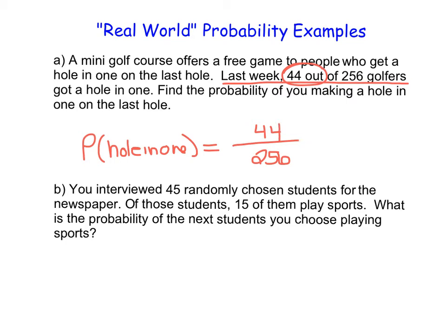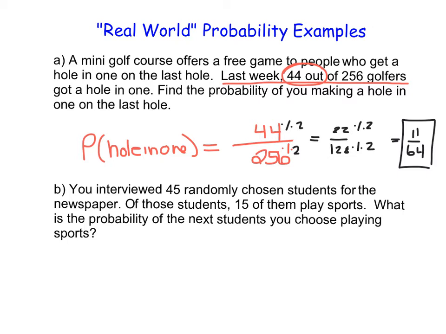So that's our probability fraction. Now, because we are good mathematicians, we're always simplifying. So I can see that both of these are divisible by 2 just because they're even. So I get 22 over 128. Those are still even, so I divide by 2 a little bit more. And then I end up with 11 over 64. So the probability that I hit a hole-in-one next week when I'm out golfing is 11 over 64.